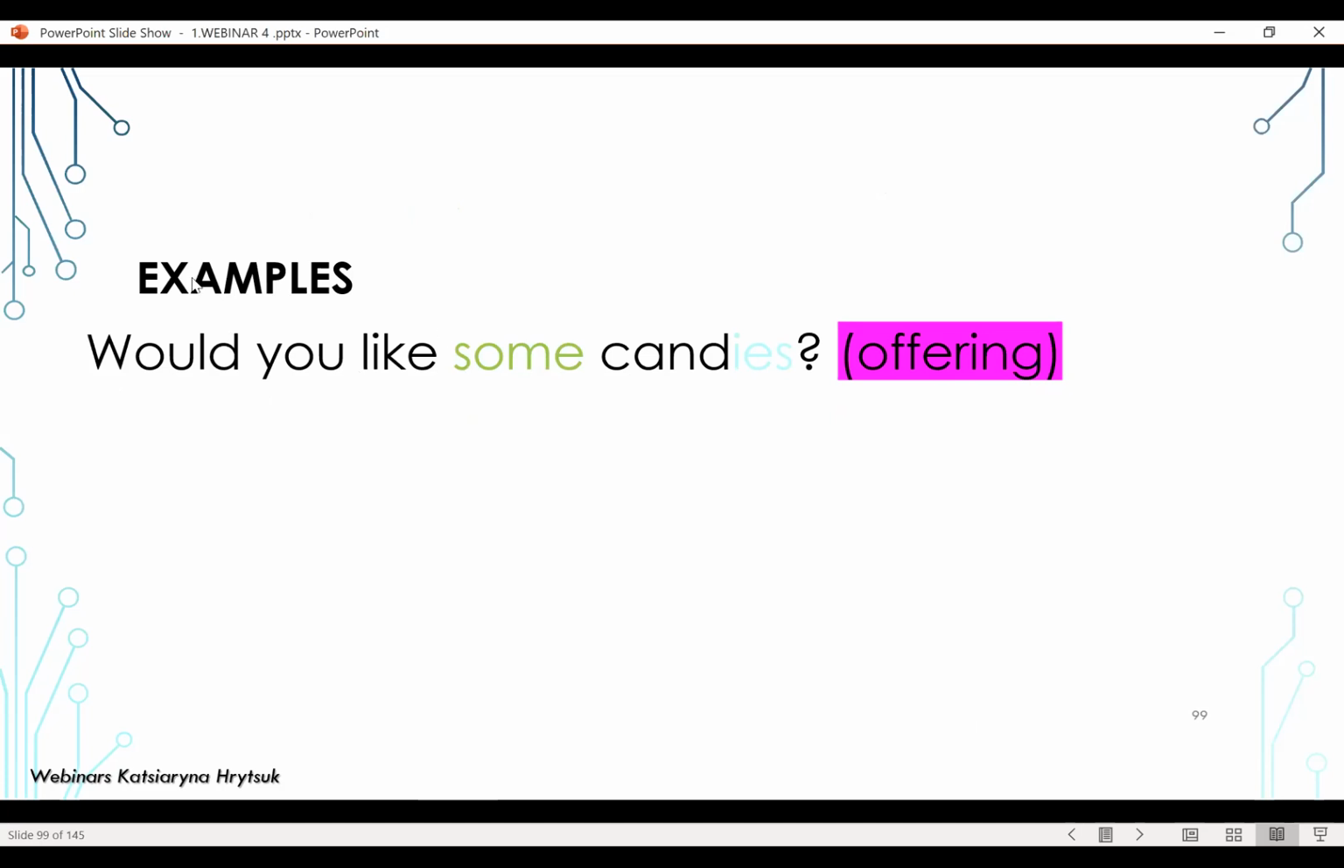Especially when you start with "Would you like," it means you're offering someone. Would you like some coffee? Would you like some chocolate? Would you like some? Easy. So it's this kind of cliche we should use with this question.